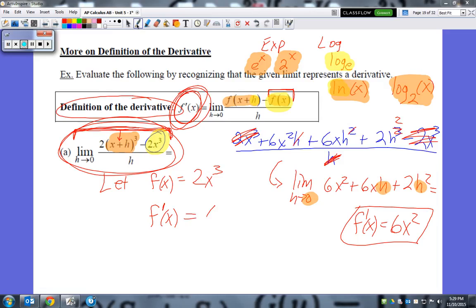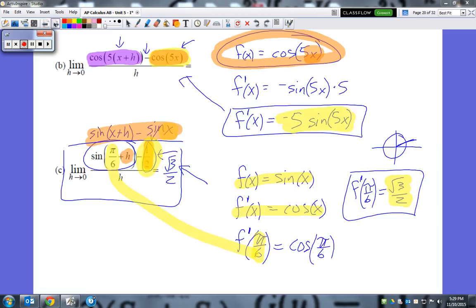So f prime of x is equal to, basic rules of differentiation. Look how much faster we can get to the answer based upon what we know now of rules of differentiation. And of course, the definition of the derivative of what this truly means. Okay, let's do another example.